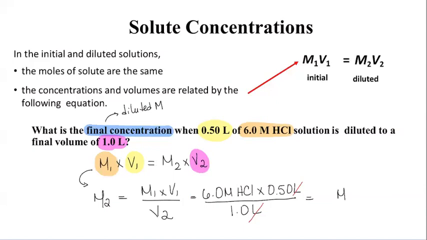So when I have 6.0 times 0.50 divided by one, what is the molarity of my final solution, or what is the concentration of my diluted solution?